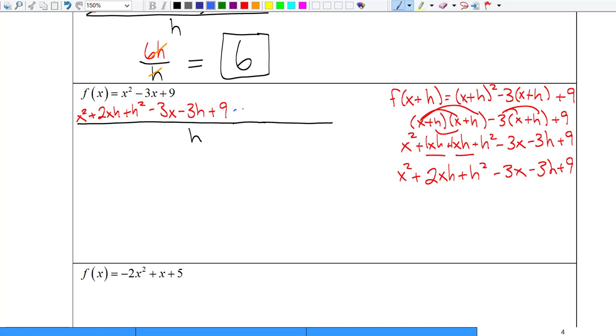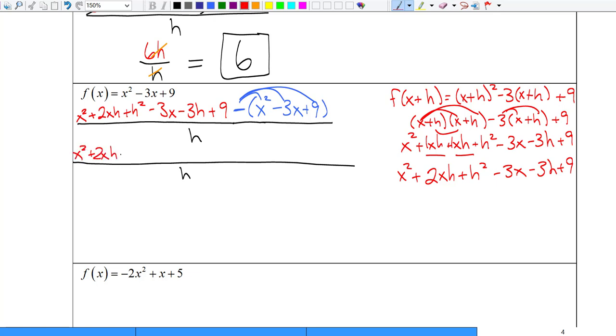Minus, because there's a minus in the problem, f of x. So the f of x is x squared minus 3x plus 9. Notice that I put it in parentheses. Now when I distribute those, I am going to be changing all of the signs of the blue terms. All of the red terms stay the same, and I know you're like, oh, that's a lot of writing, but do it anyway.